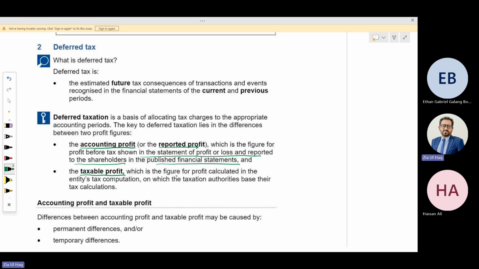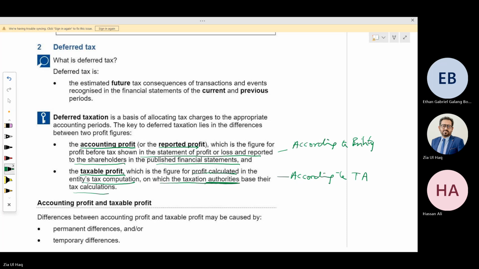So a taxable profit is the figure for profit calculated in the entity's tax computation on which taxation authorities base their tax calculation, according to tax authorities. So this is according to the entity, meaning the company. And this is according to tax authorities, TA, tax authorities. This profit could be different because they allow some expenditure more, some expenditure less.